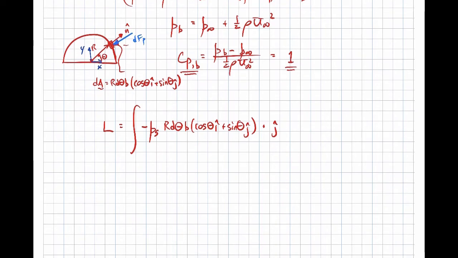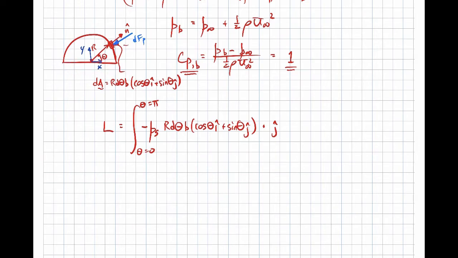And then we're going to integrate that as theta goes from 0 to pi. So as we go from this edge all the way around to that edge. Okay, so that's due to the pressure force on the top, and then we also have this pressure force acting on the bottom down here.